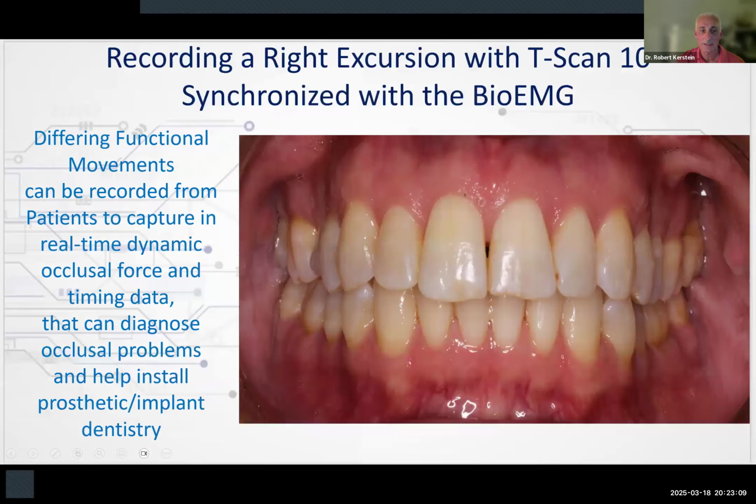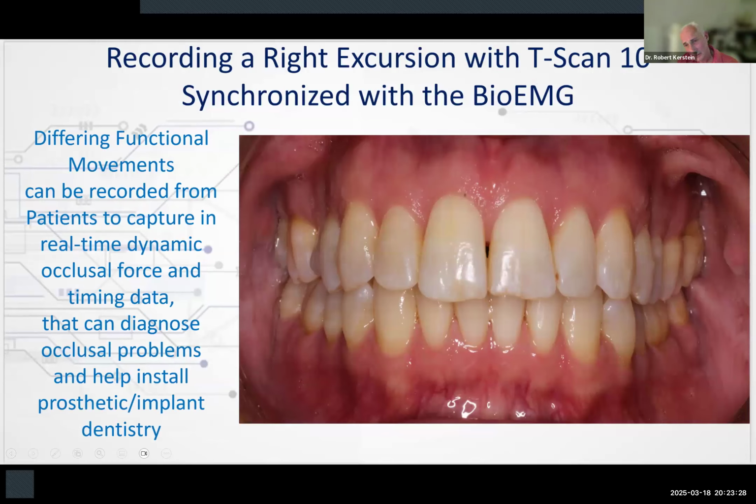It's dynamic data. So what it really allows you to do is capture differing functional movements from your patients that allow you to make very intelligent force and timing decisions about their occlusal problems. And it can also help you install prosthetic and implant dentistry, which we're going to talk about shortly.